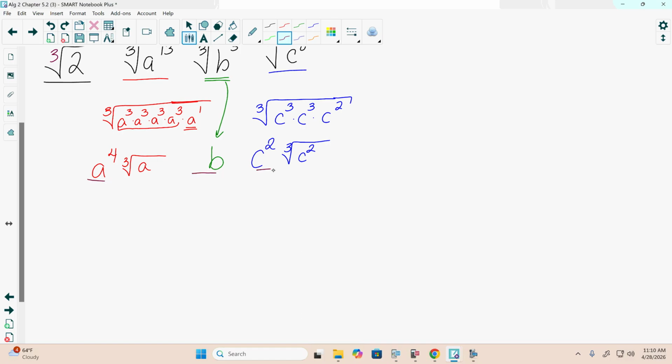So our 3 terms that got removed from the radical were a to the 4th, b to the 1st, c squared. And what got left inside the cubed root was 2ac squared.